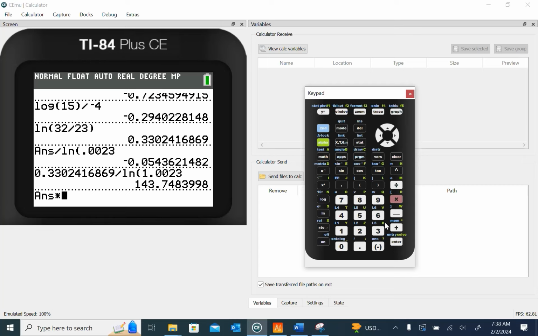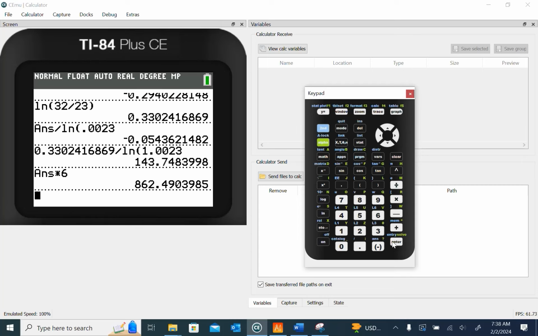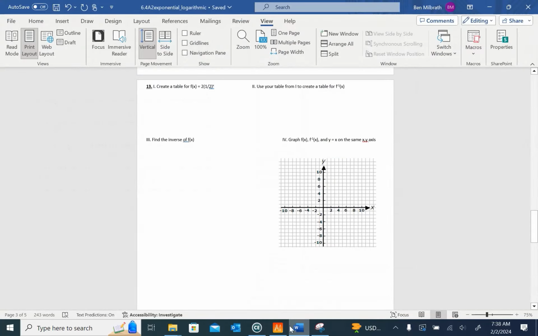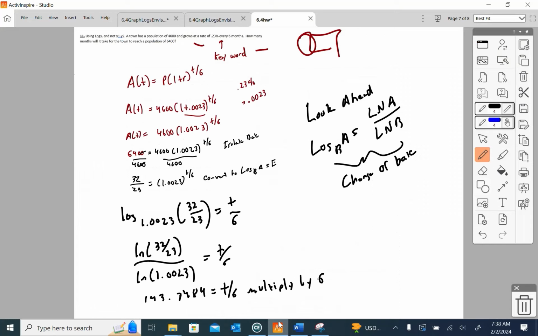I don't know why I keep thinking I can use that there. Whatever. And we get about 863. It's a life form, we're going to round up. About, oh, sorry, that's in months. 862.5 months. And we're just going to keep it with that. So, t equals 862.5 months.